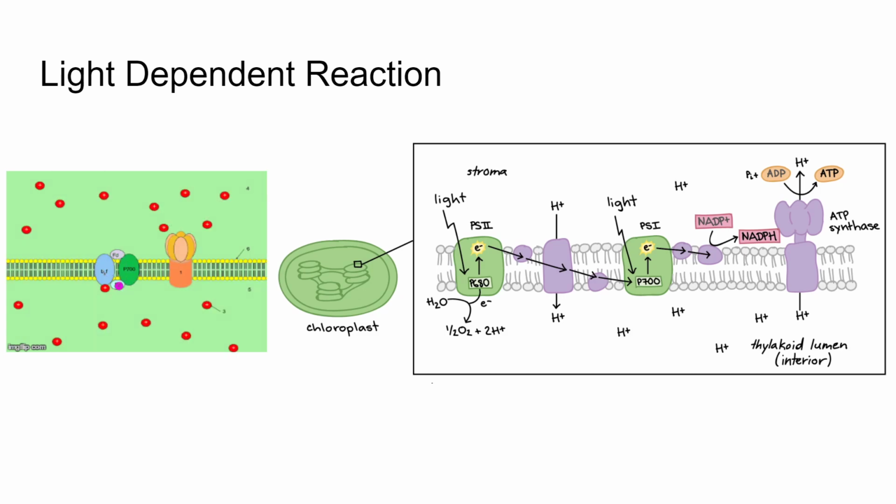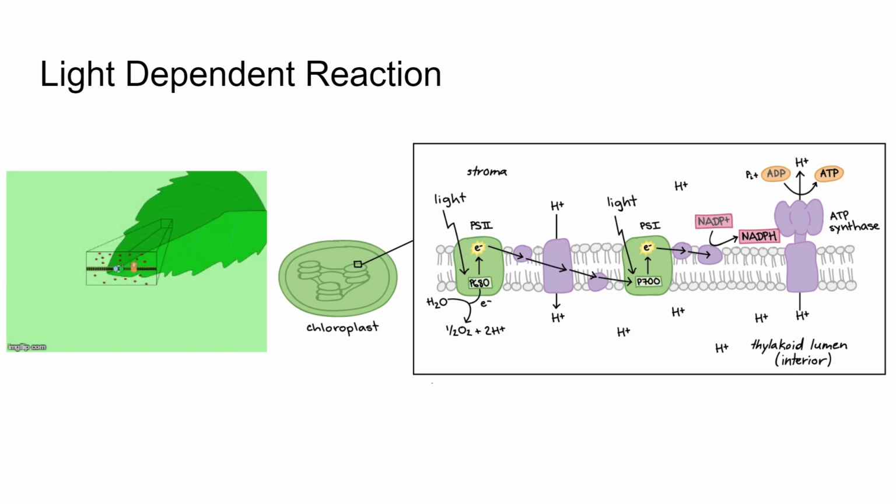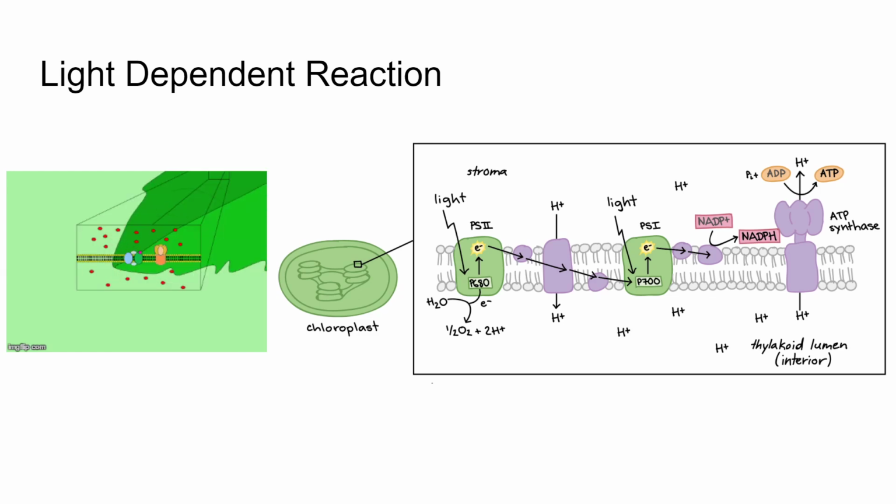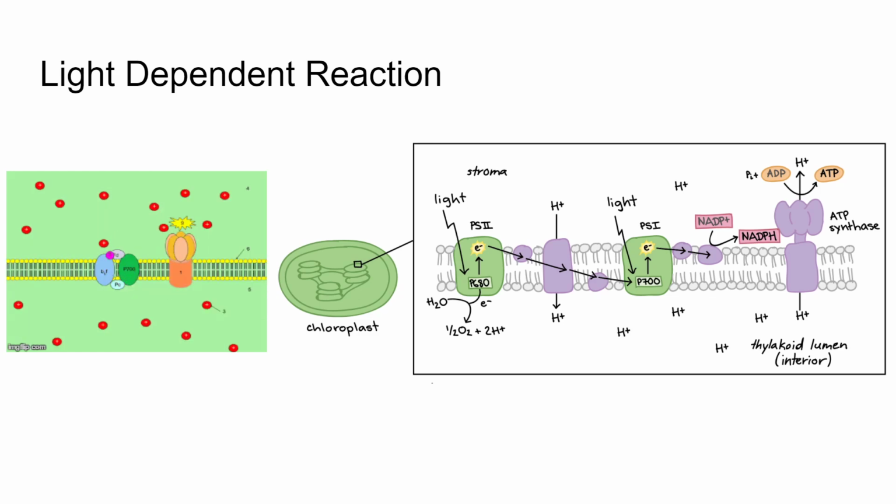In a process called non-cyclic photophosphorylation, electrons are removed from water and pass through photosystem 2 and photosystem 1 before ending up in NADPH. This process requires light to be absorbed twice, once in each photosystem, and makes ATP. In fact, it's called photophosphorylation because it involves using light energy to make ATP from ADP.